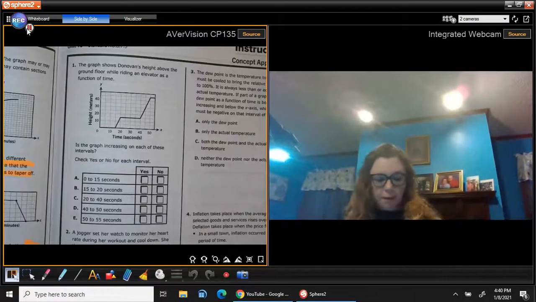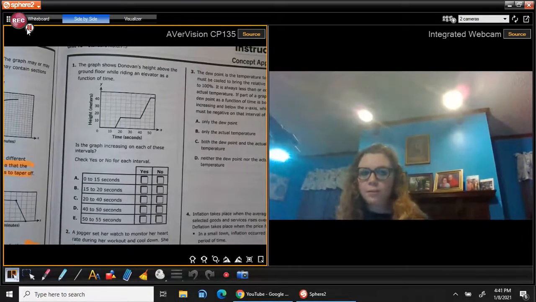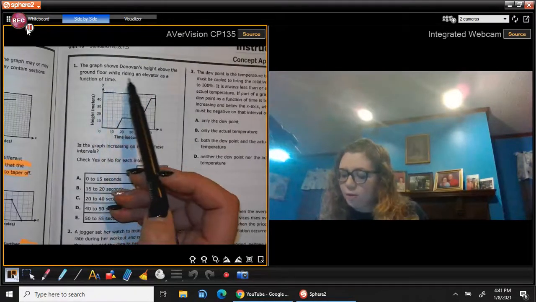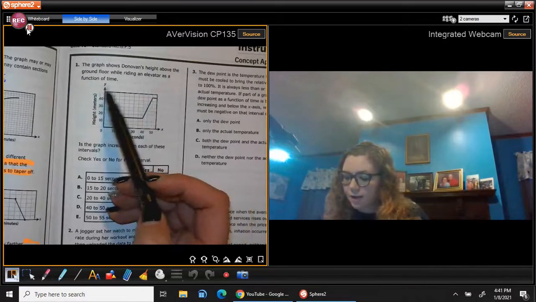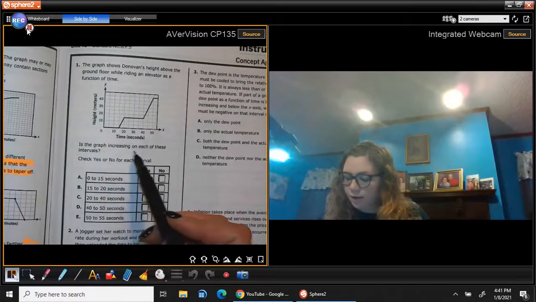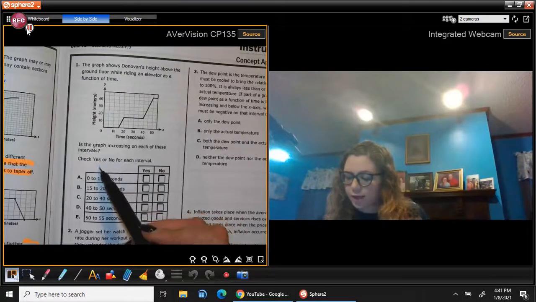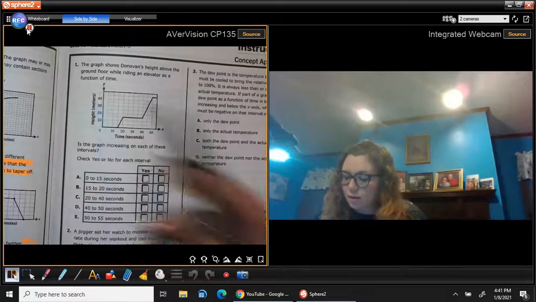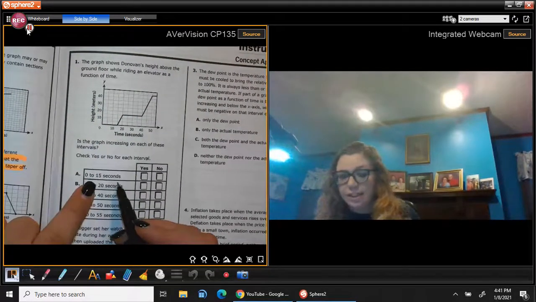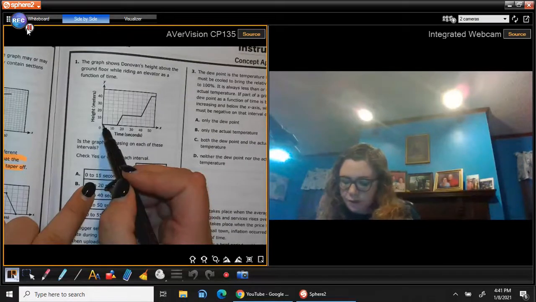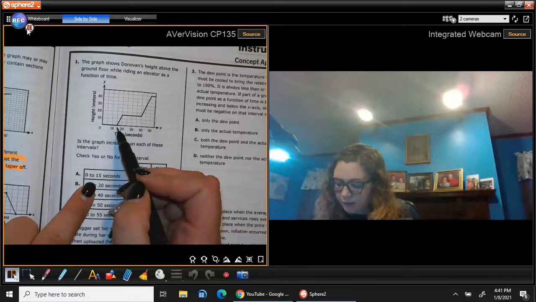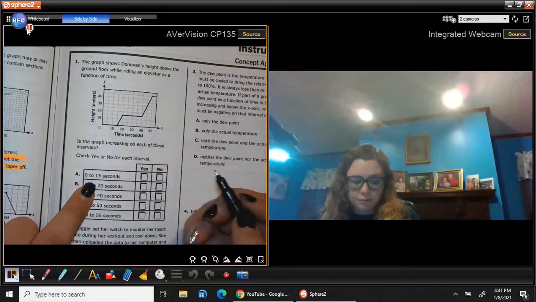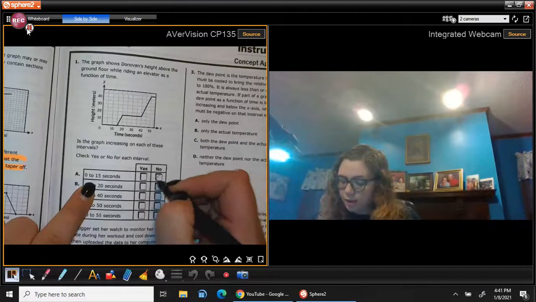Okay, welcome back. So it says the graph shows Donovan's height above the ground floor while riding the elevator as a function of time. Is the graph increasing on each of these intervals? Check yes or no for each interval. Okay? So this is time and this is height. So from 0 to 15. So you're going to look from 0 to 15, which is right here. Is your graph increasing? Okay, no, it is not.